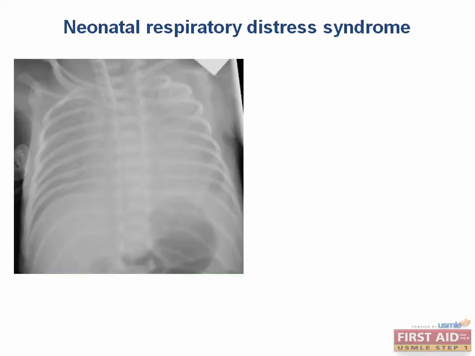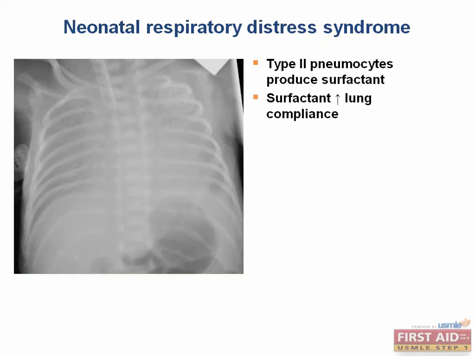Now, as we discussed earlier, there are type 2 pneumocytes that secrete surfactant. This decreases alveolar surface tension and increases lung compliance and therefore decreases the work of breathing. The importance of surfactant is highlighted in neonatal respiratory distress syndrome, seen in this X-ray, where the pathology is related to the neonate's lack of surfactant. The deficiency in surfactant due to the immaturity of the neonate's lungs leads to an increase in surface tension, decreased compliance, increased work of breathing, and alveolar collapse. On the chest X-ray, you can see the diffuse interstitial infiltrates.